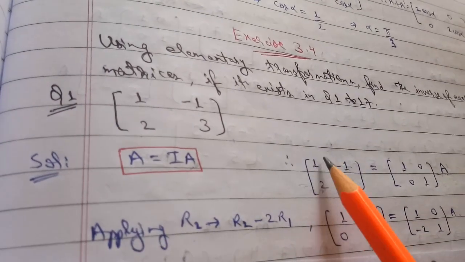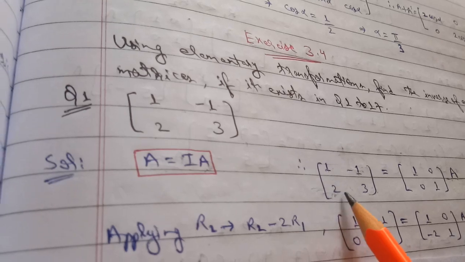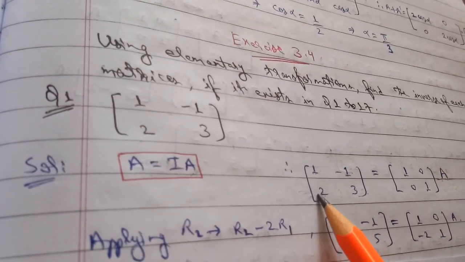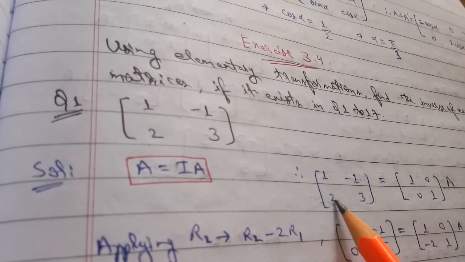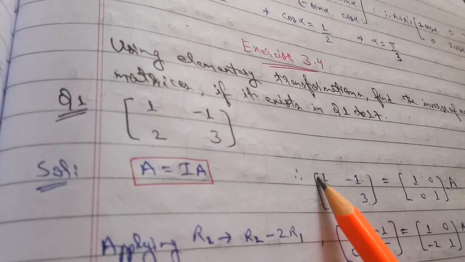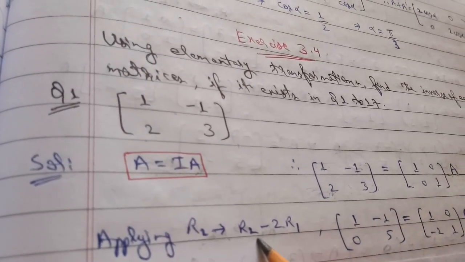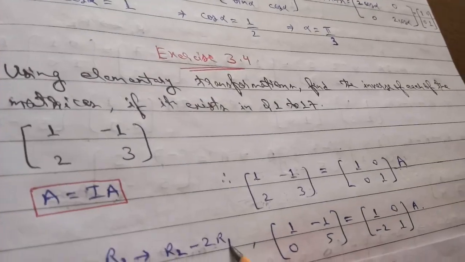We can only do the row transformation. This is row 1, this is row 2. We have to change this 2, which is at present in row 2. We will change this to 0. So what we can do is keep it as 2 minus 1 into 2. That means row 2, R2, will be changed to R2 minus 2 times R1, right?